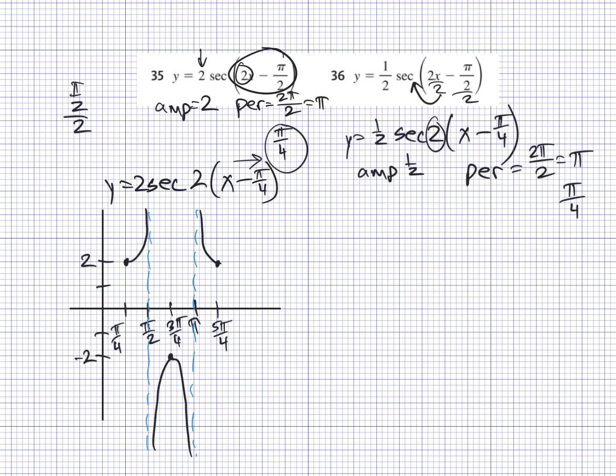So let's draw this. We are shifting to the right by pi over 4. So we'll start at pi over 4 again, and we're going every pi over 4. So again, it's the same as the last problem: pi over 2, 3 pi over 4, pi, and 5 pi over 4. So the center is here, and our asymptotes are just to the right and left of it.